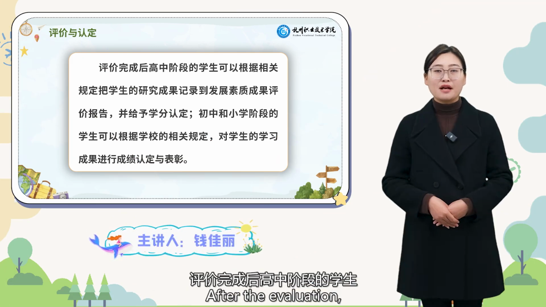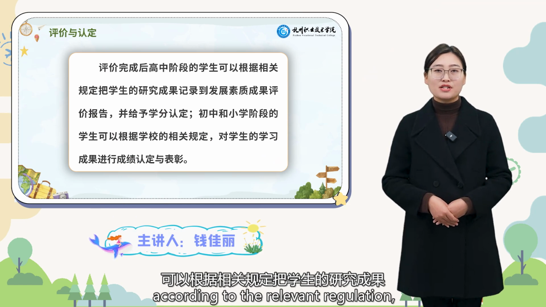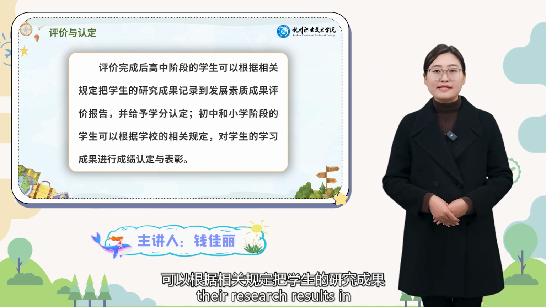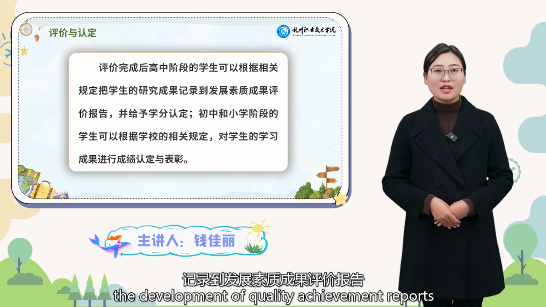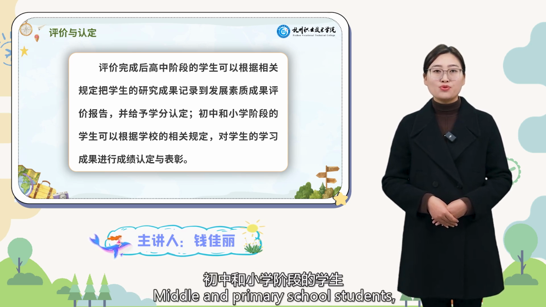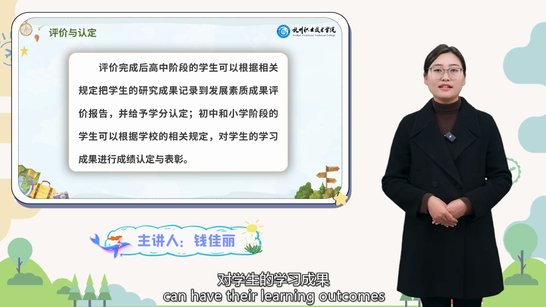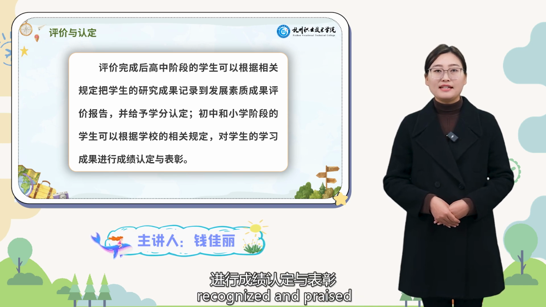After the evaluation, high school students can record their research results, according to the relevant regulations, in quality achievement reports and receive credit recognition. Middle and primary school students, according to school regulations, can have their learning outcomes recognized and praised.